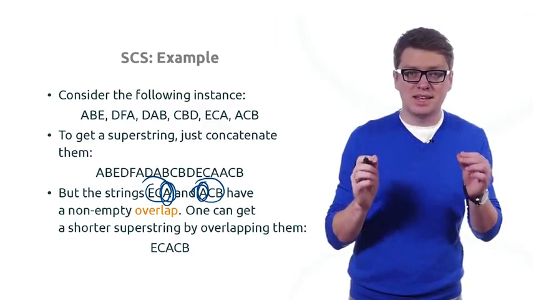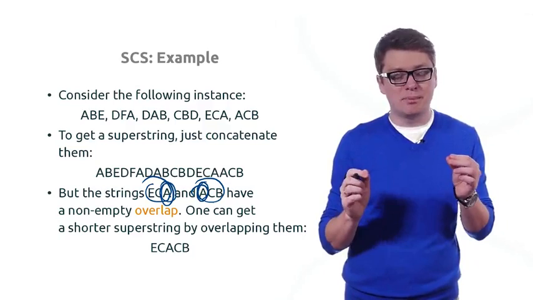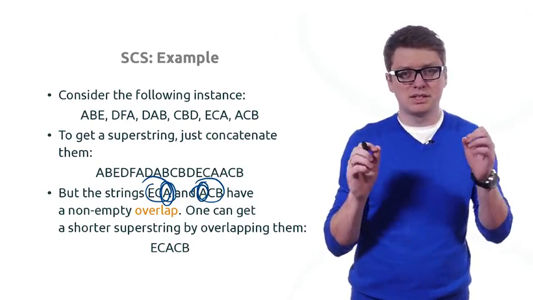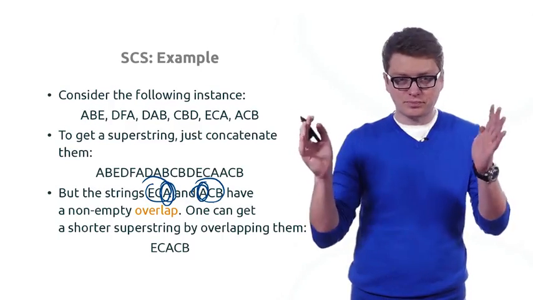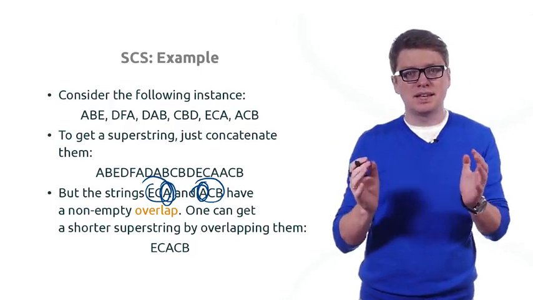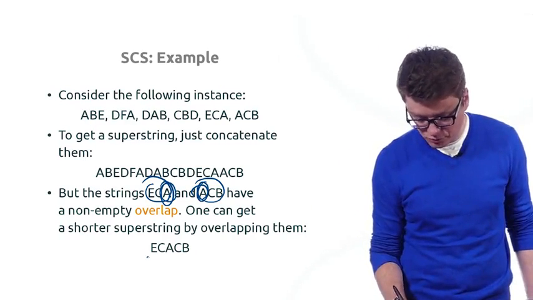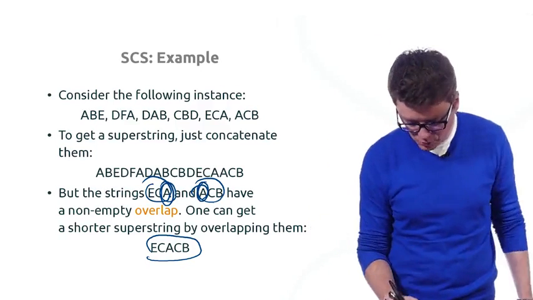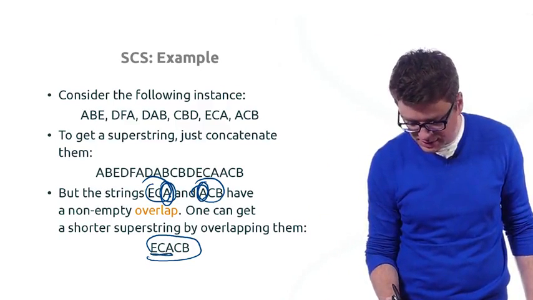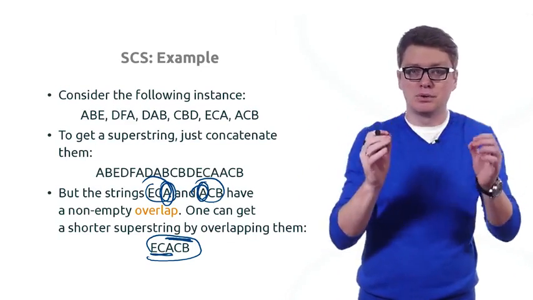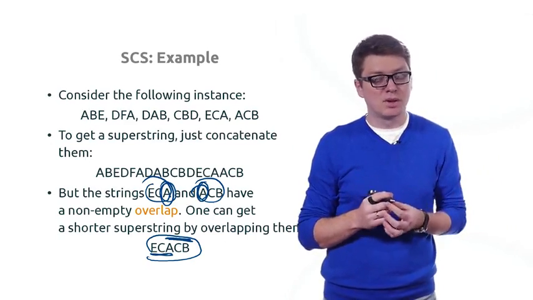So in this case, they have non-empty overlap. Okay, so A is called an overlap, and usually we're interested in finding the largest overlap, the longest one. This in particular means that instead of concatenating them, we can overlap them, right? Resulting in the string ECACB. Here we can find ECA, and here we find ACB. So they overlap, and this allows us to save some symbols, okay?